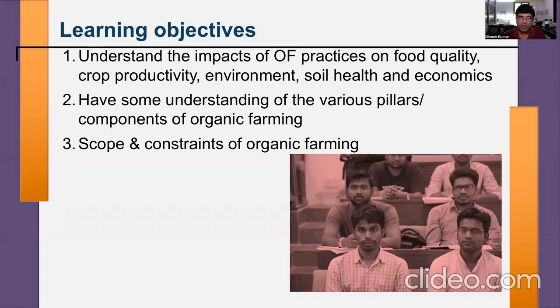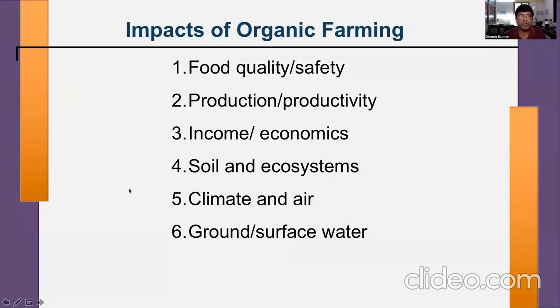And then scope and constraints of organic farming. Scope here means where and under what conditions organic farming can be done in India. Constraints here means limitations of organic farming. So overall, you are going to see impacts on six different aspects: food quality, productivity, income, soil and ecosystems, climate and air, and ground and surface water. Or you can say just impact of organic farming on water.